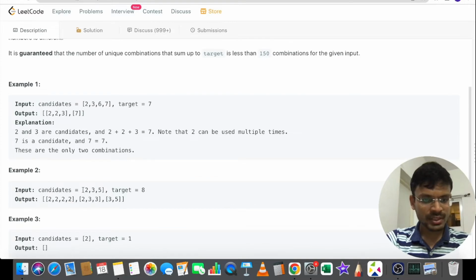In the other case, 2, 3, 5, we need to make the sum as 8. So in this case, if we consider all the elements as 2 and use 2 four times, right? So this is one of the possible answers, and we can use 3 two times and take 2 as well. So 2 plus 3 is also 8, and 3 plus 5 is also 8. So we need to return all those possible subsets. I shouldn't call them subsets, basically all those arrays which sum up to a given target, and we can use a particular element any number of times.